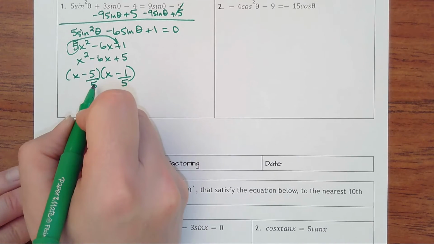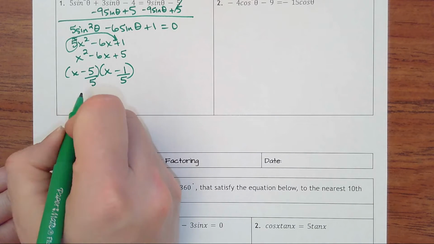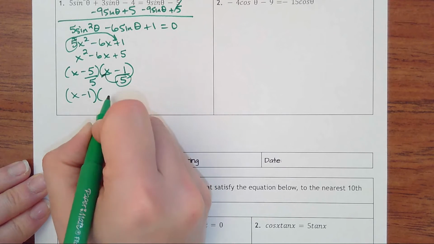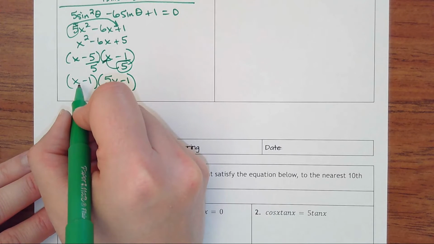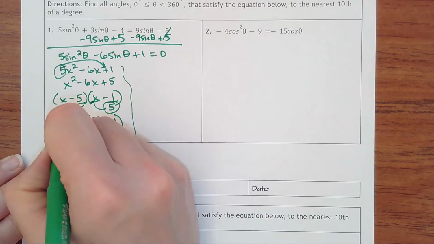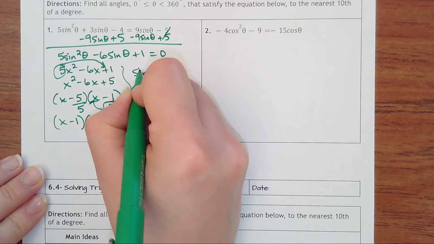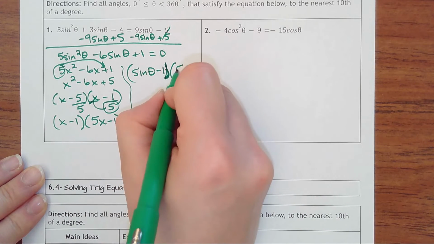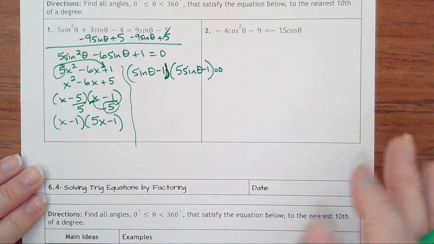And so you need to simplify any fractions if you can. Sometimes they divide, sometimes they don't. This one would become x minus 1, and this one would slide back up to become 5x minus 1. But now remember, x was really a sine of theta. So I've got sine of theta minus 1 times 5 sine of theta minus 1. This is all equal to 0.